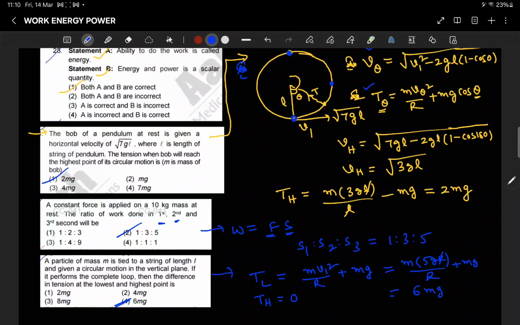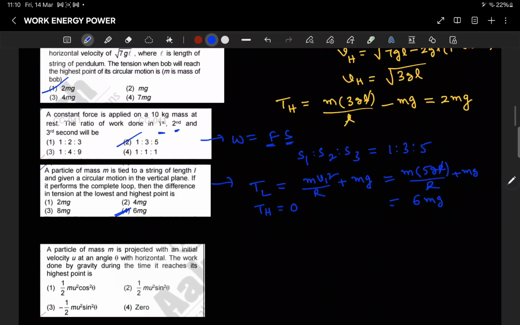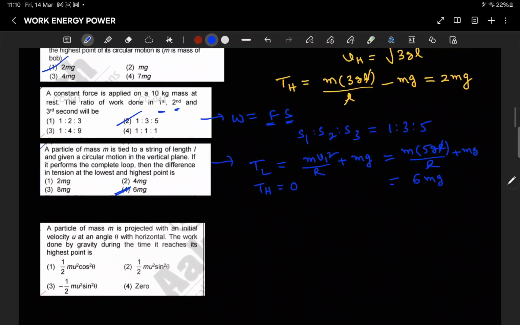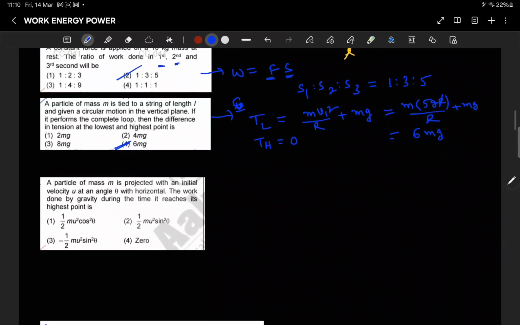So in vertical circular motion, tension is maximum at the lowest point and minimum at the highest point. Condition for looping a circle: velocity at the highest point is not equal to 0, minimum velocity is root gr, and tension at the highest point is equal to 0, students. I think everyone is clear on this problem. Very important: vertical circular motion, 2 questions I explained here. Same model questions, they will ask in the final exam also. Next, students.